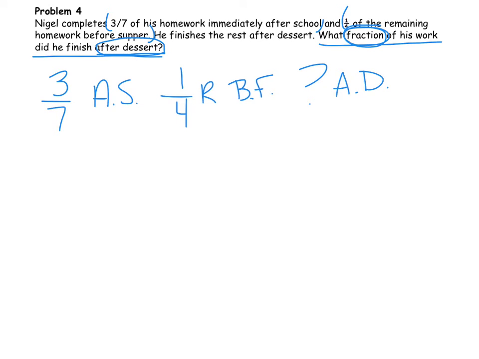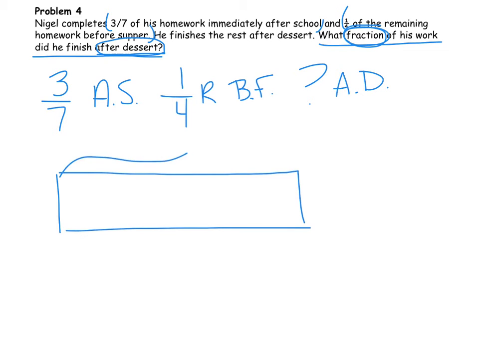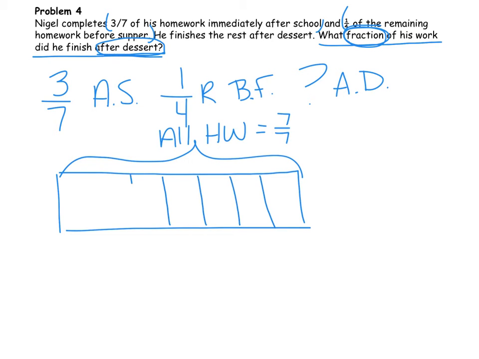So let's think of this. Here's my diagram. This is all of his homework. That's my total. Well, because it says he did 3/7 of the homework after school, I could say all of his homework is equal to 7/7. So let's break this into sevenths. 1, 2, 3, 4, 5, 6, 7. Awesome. Got to make sure I have the right number of pieces, right?